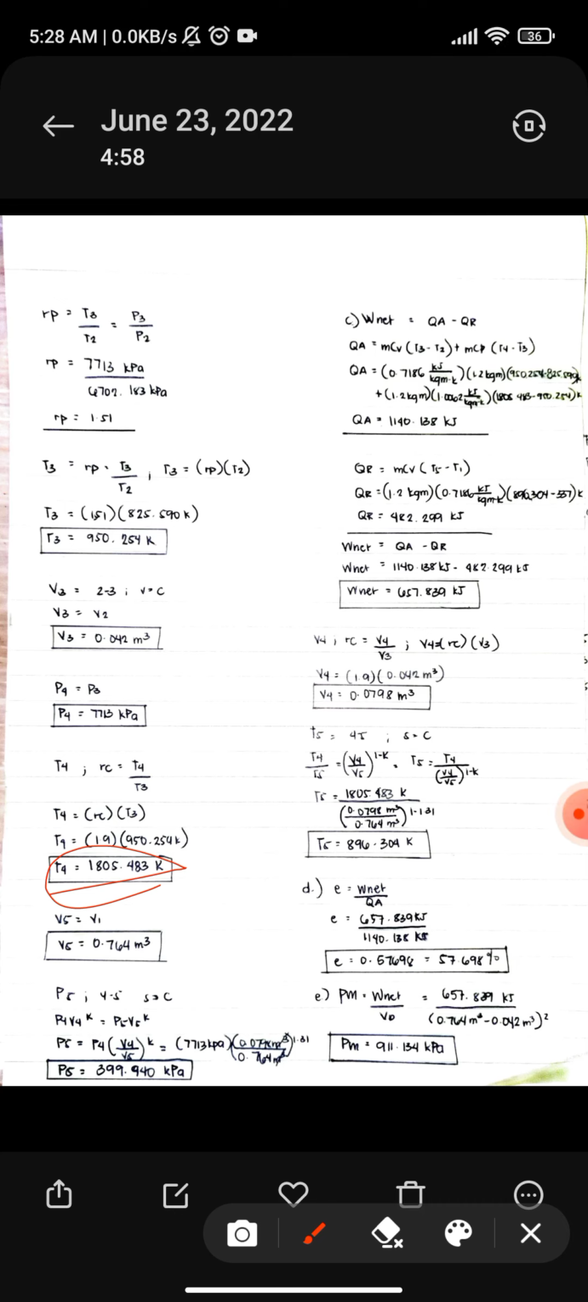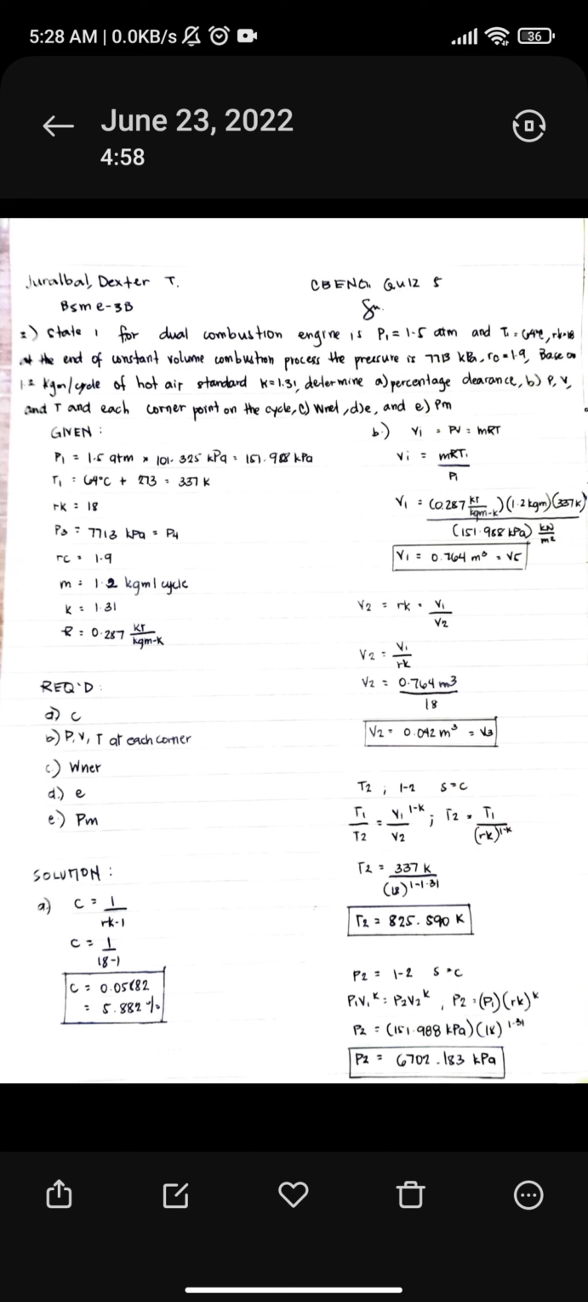So, for the V5 naman, V5 is equal sa V1. So yung V5 natin is 0.764 cubic meter. Ito siya, yung V1 natin.